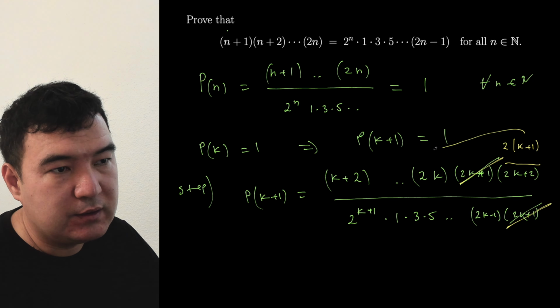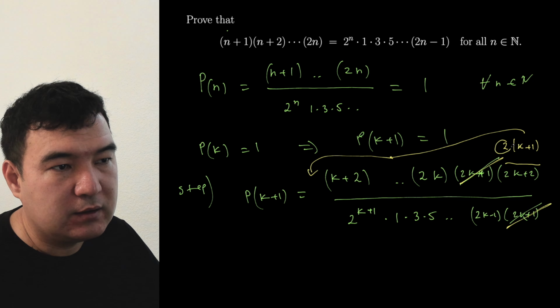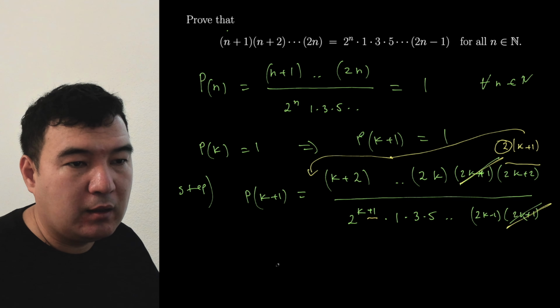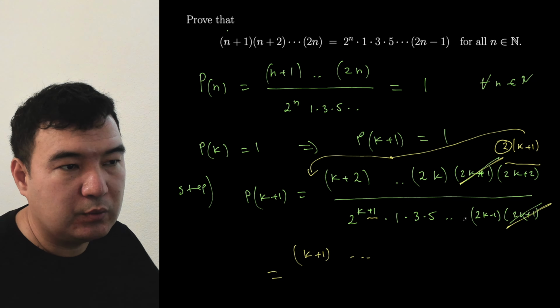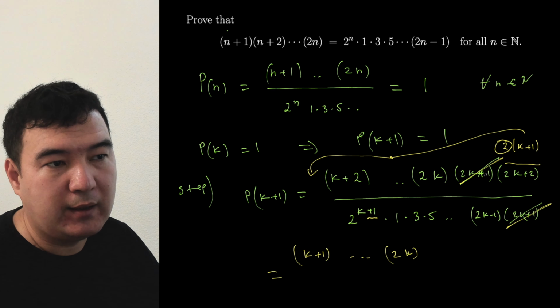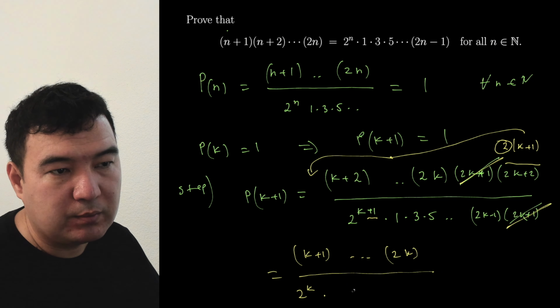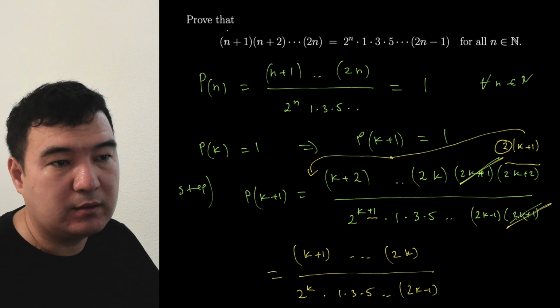So if I bring this k plus 1 here to the front and then cancel this 2 with one of the 2's here, I will just have the product starting from k plus 1 up to 2k, right? Because 2k plus 1 is cancelled out. The 2k plus 2 gives k plus 1 here, and the 2 is cancelled out. On the bottom, I have 2 to the power k multiplied by 1, 3, 5, up to 2k minus 1, because 2k plus 1 is cancelled out.